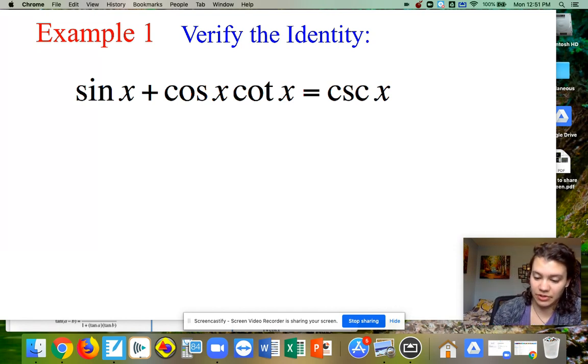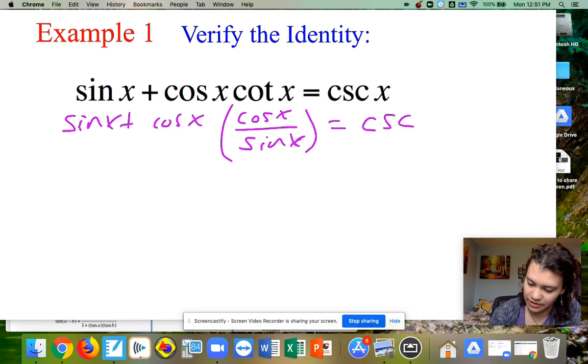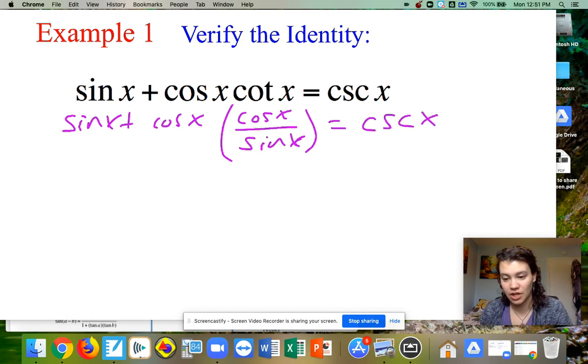So if we look at this using what we did from last time, I'm going to start by writing everything in terms of sine and cosine. So we have sine of x plus cosine of x times cosine of x over sine of x. And we want that to still equal cosecant of x. So in general, you start with one side and work your way down. You can do both sides, but I would say to start with one, simplify, hopefully they end up equaling the same thing.